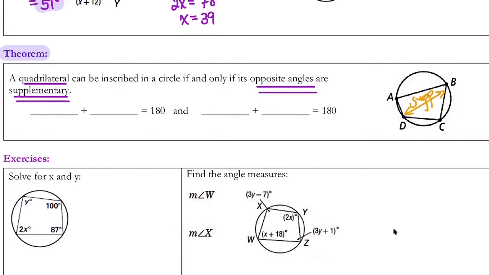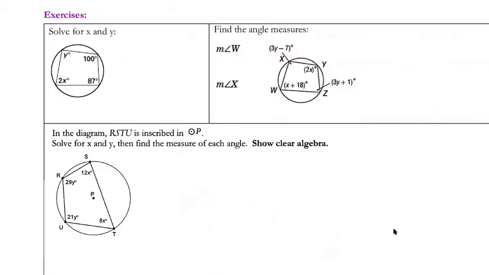So the measure of angle B plus the measure of angle D should equal 180, and the measure of angle A and the measure of angle C should equal 180. They're supplementary, not congruent. It's opposite angles. Okay, so that's what's happening down here.